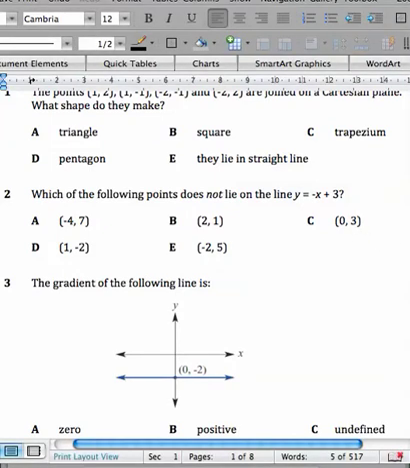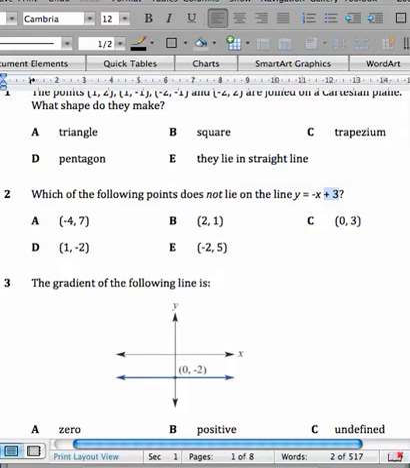Now let's try the next one. Let's try and do this one mentally. When x is 0, what is y? Well, when x is 0 and we get a y value, that is our y-intercept. And do we have positive 3 as our y-intercept? Yes, we can see that the y-intercept is 3.